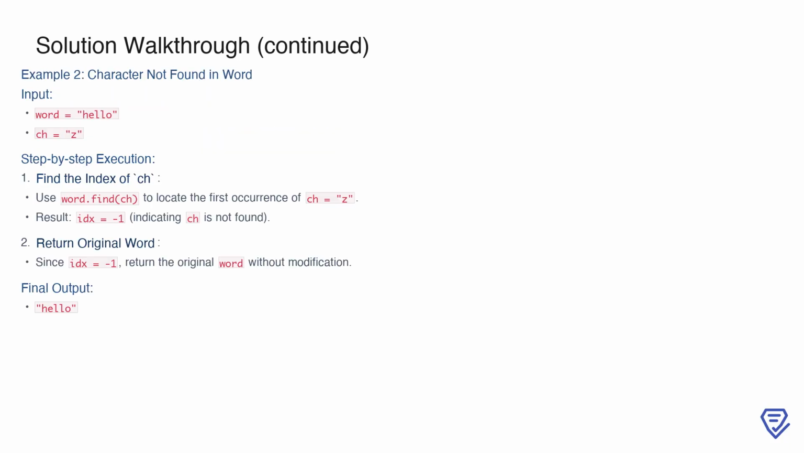In this example, we are working with the word hello and the character z. Here, the task starts the same way. We use the find method to locate the first occurrence of z. However, since z is not present in the word, find returns -1. This indicates that the character is not found.